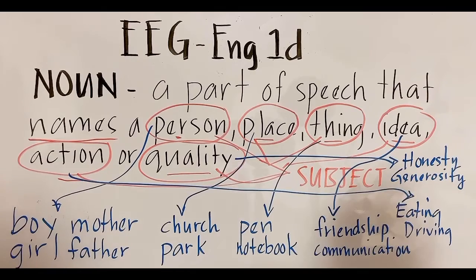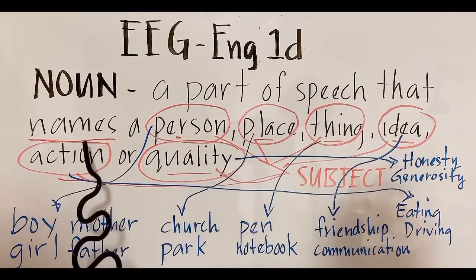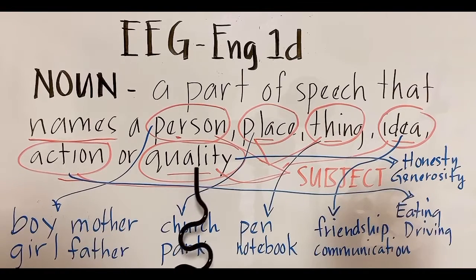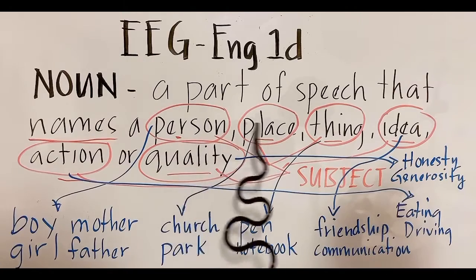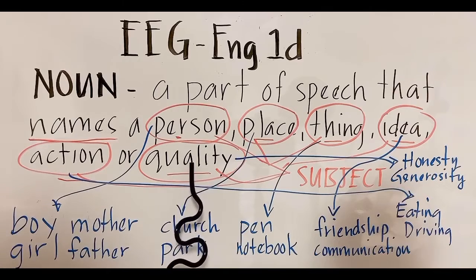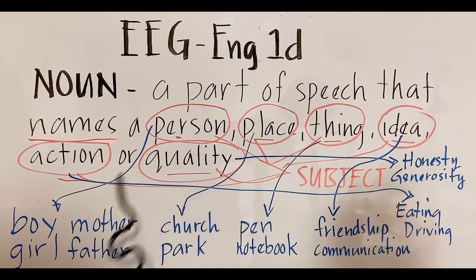All right, now let's have a recap. What is a noun? A noun is a part of speech that names a person, a place, a thing, an idea, an action, or quality. So this person, this place, this thing, this idea, this action, and this quality can all be subjects in the sentence. Giving examples for this person can be the boy, girl, the mother, the father, etc., etc.